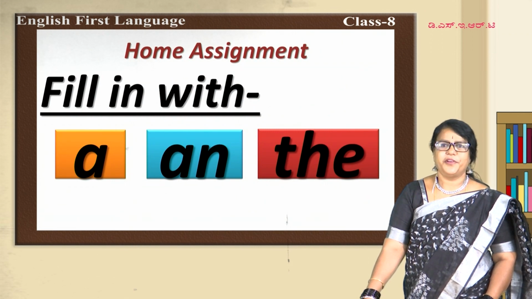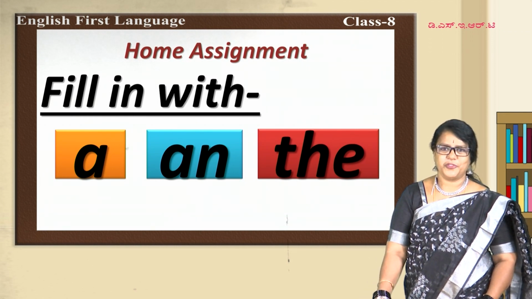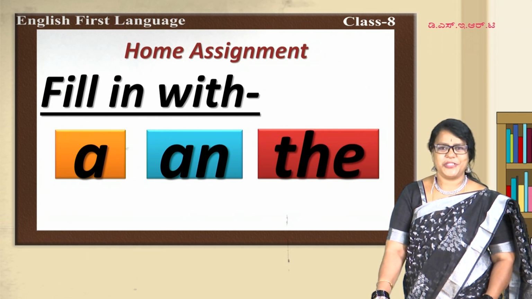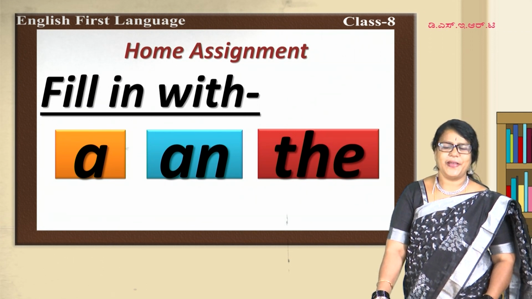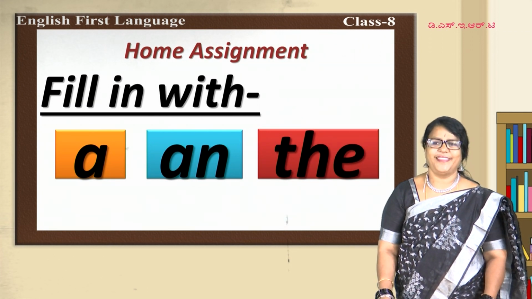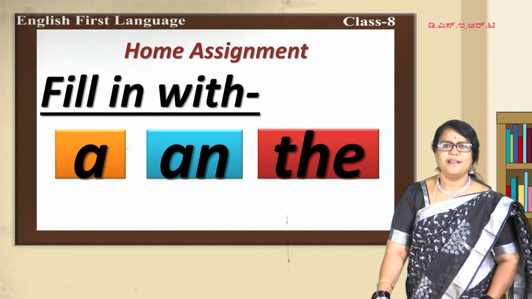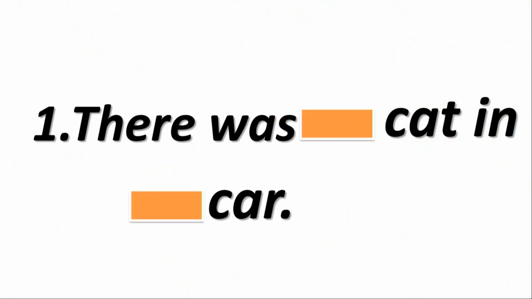Yes, let's take up a few home assignments for these articles. Quickly take down your books and pen and make a note of it. Here are some color concepts for your sake so that you can do it quickly. A is in orange, an is in blue and the is in red. You could guess and write. Here comes the fill in the blanks. There was dash cat in dash car.